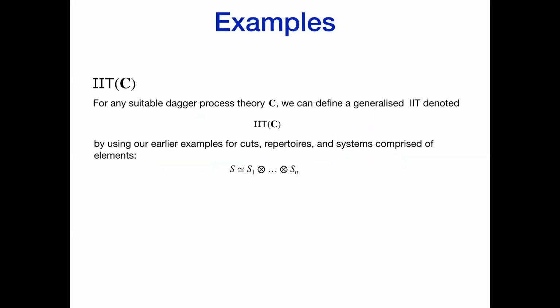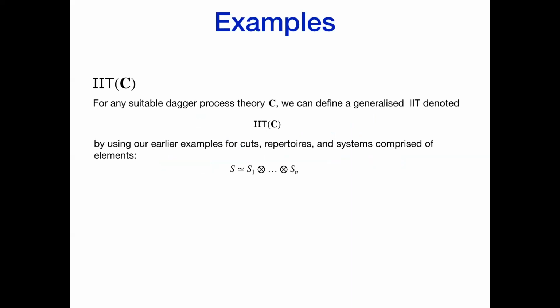So let's just see what we can actually do with this framework now. We want to see how we can make these generalized IITs. If we start from any process theory that has the features I talked about, and if it had a dagger as well, just so we could do what I talked about earlier with the repertoires, then we can make a generalized IIT, just by using all the examples I gave as we went.